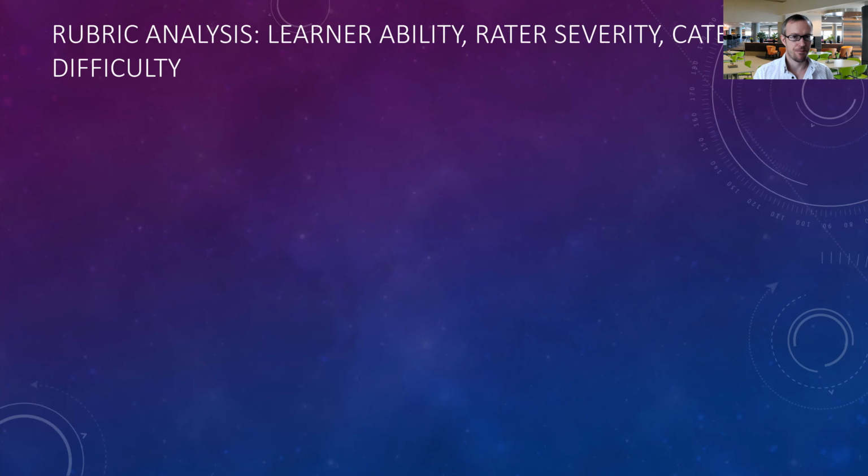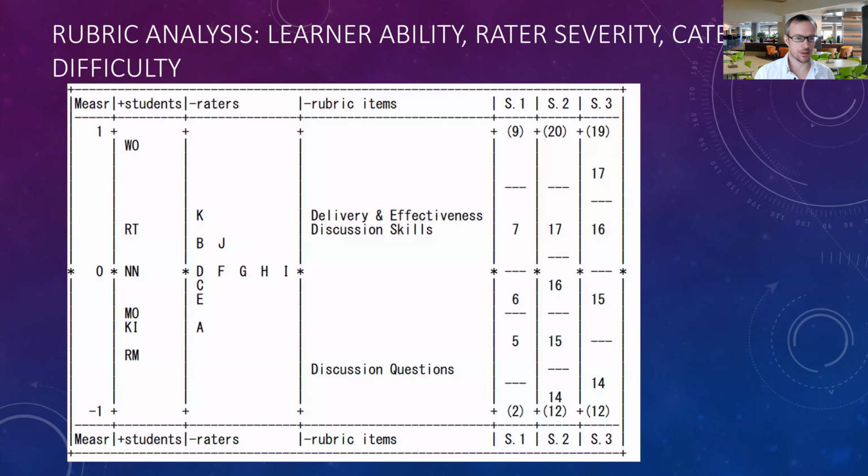So let's take a look at the initial analysis. This is one of the outputs that we get from Facets, which is the Rasch measurement program, and it gives us a range of information. On the very left-hand side it gives us the ability measure. So this shows us on a logit scale.